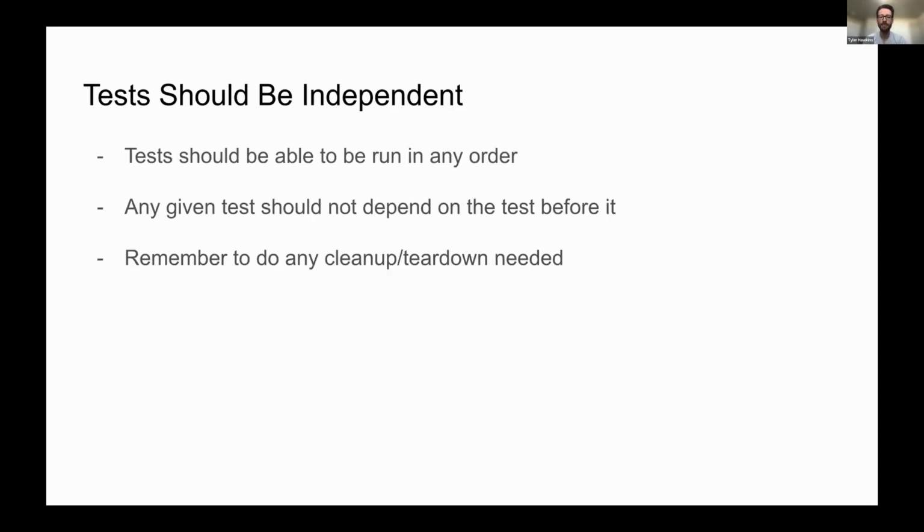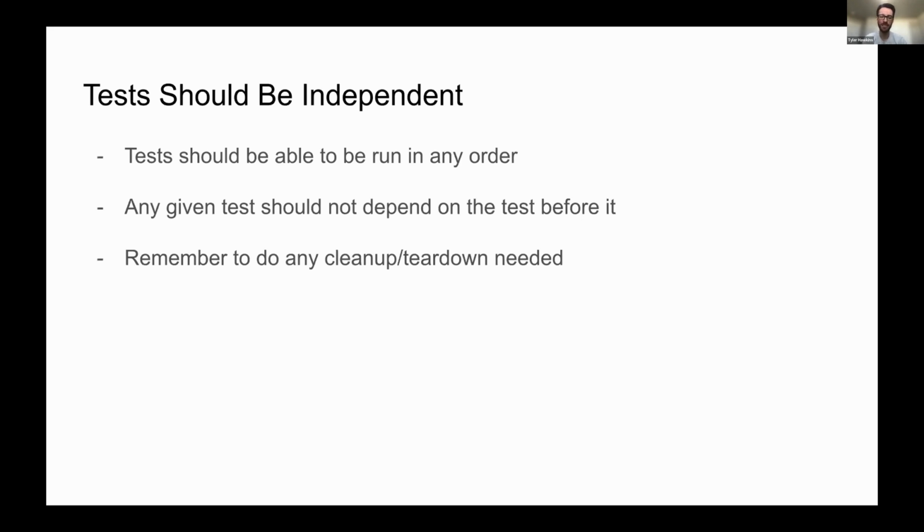Next, tests should be independent. Tests should be able to run in any order, and any given test should not depend on the test before it. I don't know if any of you have ever had a testing, debugging headache in the past where when you run all your tests, certain ones fail, but then when you run each test individually, they pass, and you're left shaking your head: why do these all fail when I'm running them together, but they pass individually?